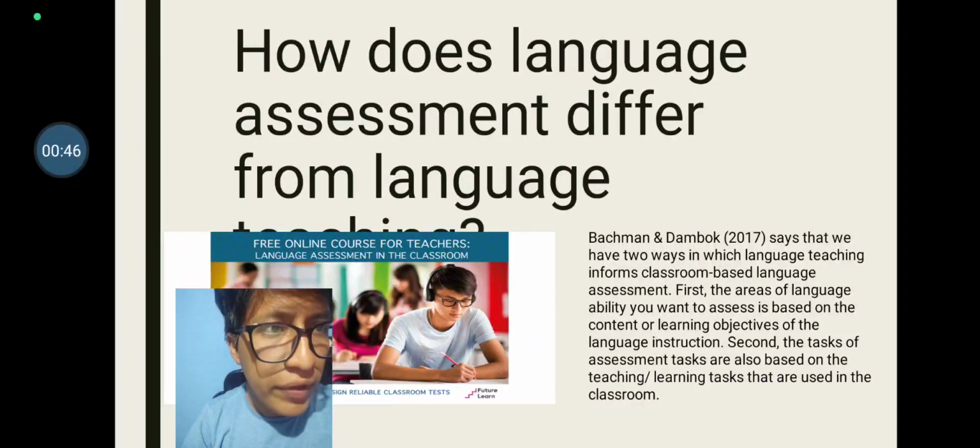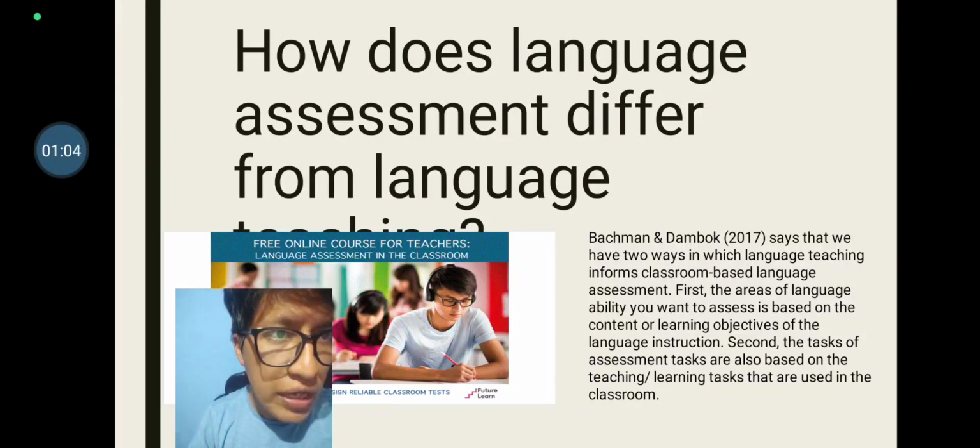I am going to read the reference first, and after that I'm going to answer the question and give a little explanation. Okay. First, how does language assessment differ from language teaching? The reference says that Bachman and Dunlop say that we have two ways in which language teaching informs classroom-based language assessment. First, the areas of language ability you want to assess are based on the content or learning objectives of the language instruction.